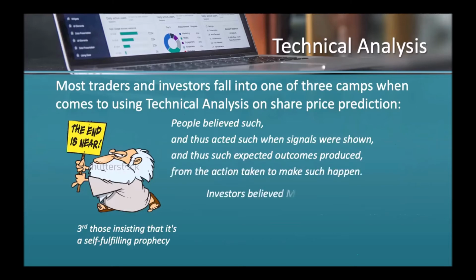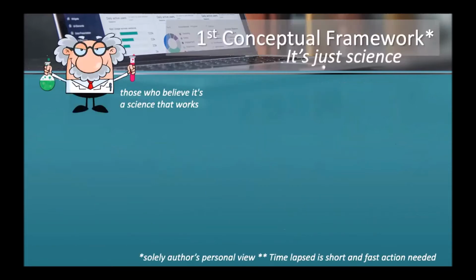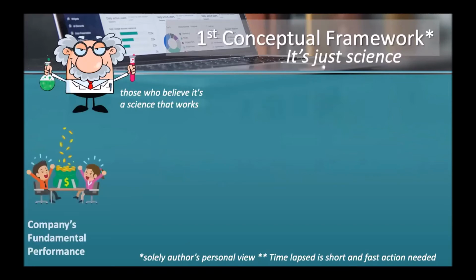For example, investors believe in MACD. I think most of you have heard of MACD. So they bought when MACD showed a buy sign. Of course, as a lot of people do that, the share price will be pushed up by the buying action. This is called a self-fulfilling prophecy. So go back to the first concept, where they use 100% technical analysis.